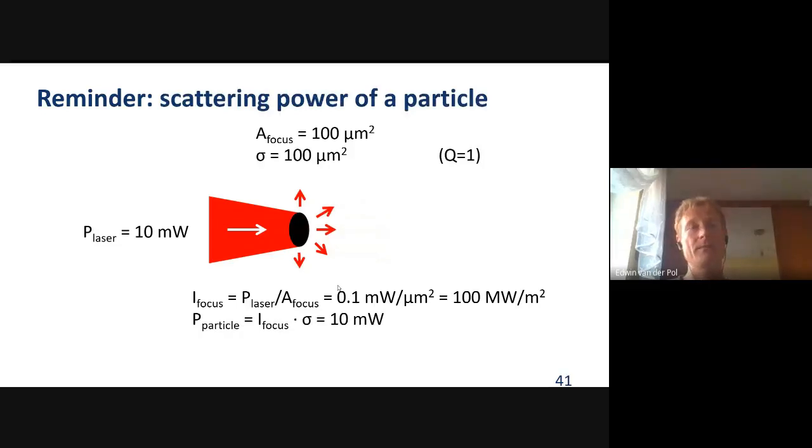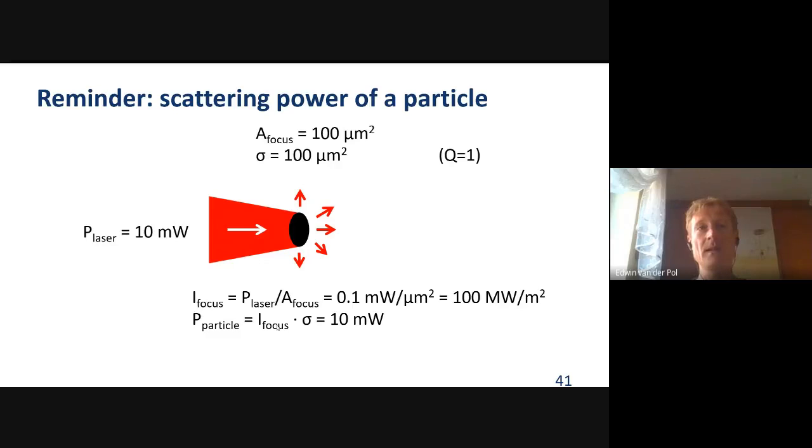Now, we focus the light not just in the air, but on a particle. I've drawn here a particle in black, and I get a cross section. This particle has exactly the same cross section as the focused laser beam, so also 100 micrometers squared. Now, if we assume that this particle scatters all the incoming light efficiently, with a scattering efficiency equal to 1, then we can calculate how much light the particle scatters.